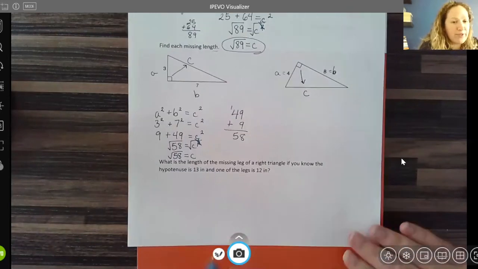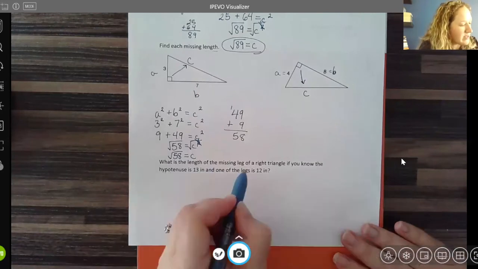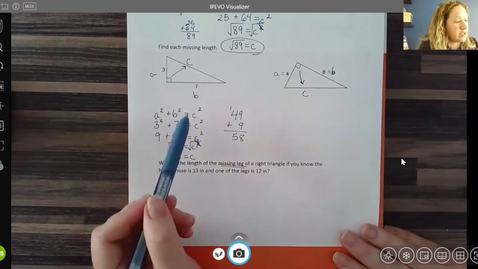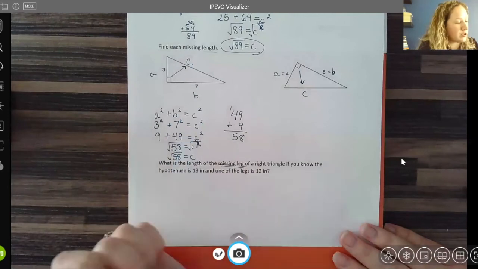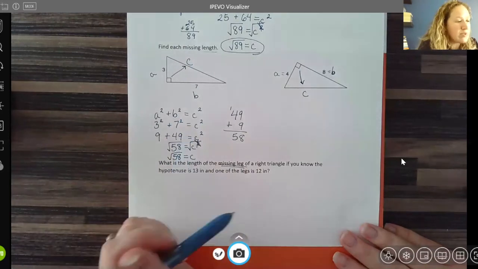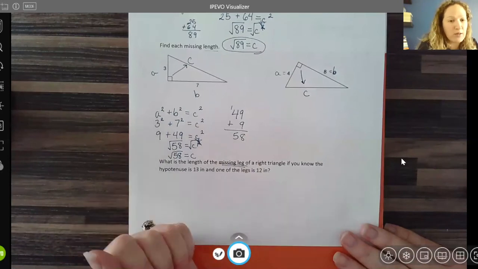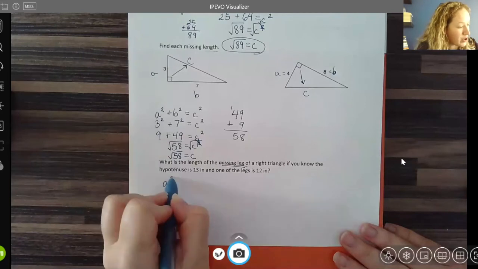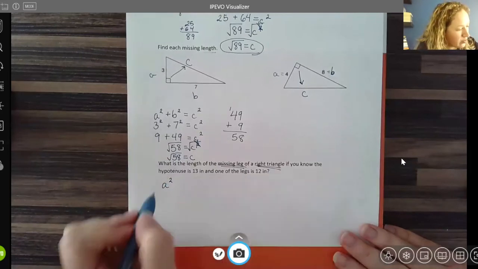What I like about this question is we're being asked, what is the length of the missing leg? So here, in all of our examples so far, those first two we did together, and this one you can do on your own, we were missing the hypotenuse. But what happens if we're missing a leg? So I want to write my theorem down again because I'm talking about a right triangle. So the Pythagorean theorem will be very helpful.